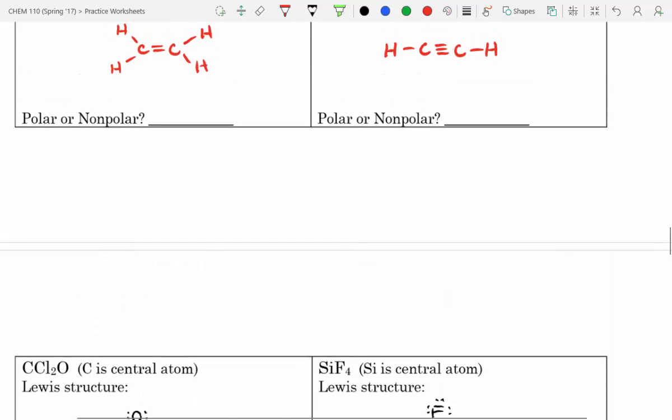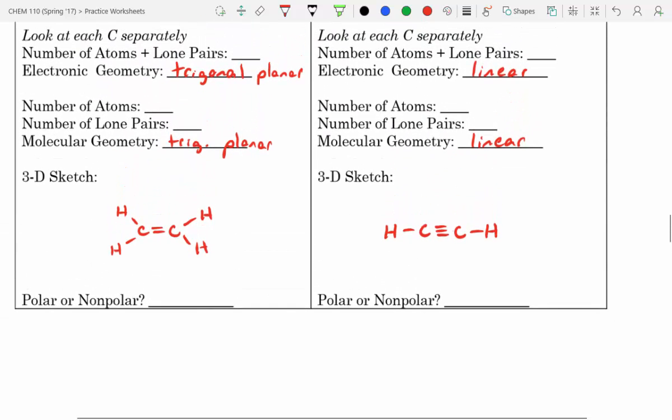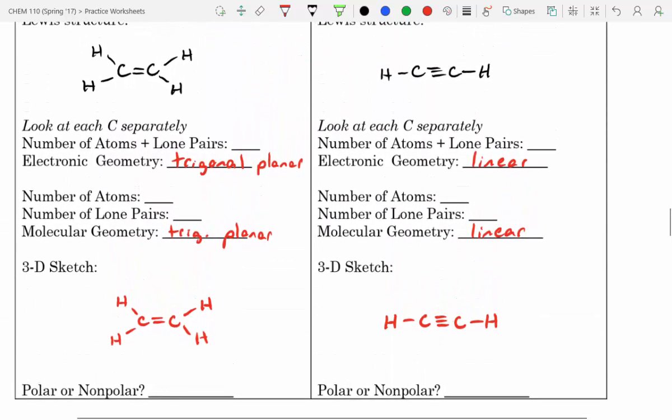Let's try one more. So if we look at the acetylene, do you think this will be a polar molecule or a non-polar molecule, and why? So acetylene's this one right here with the triple bond. What do you guys think? Non-polar. It's got symmetry in it. Each side has the same contributors, so this would be considered a non-polar molecule.